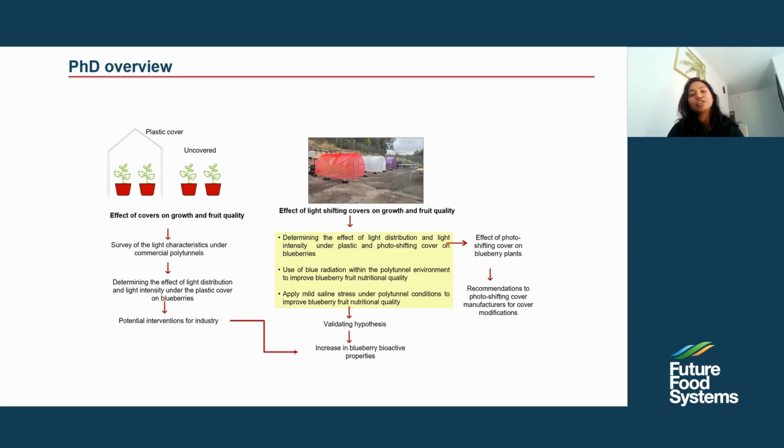And the third intervention of my PhD was application of saline stress under polytunnel conditions, so that we can see how it impacts fruit and overall growth rate.